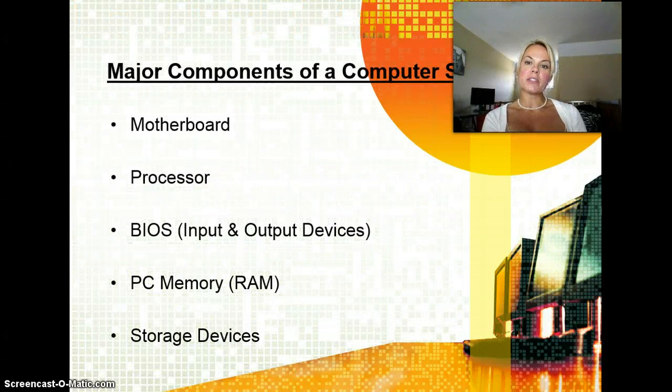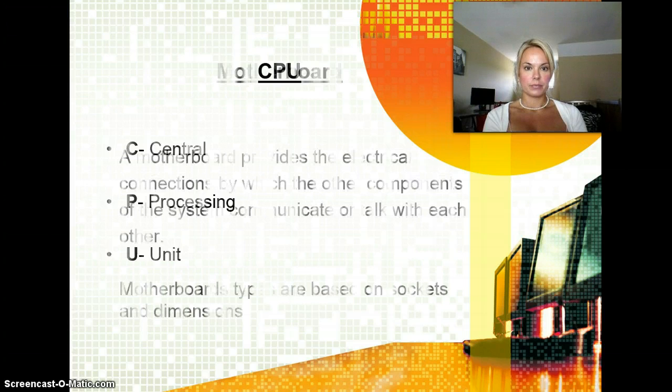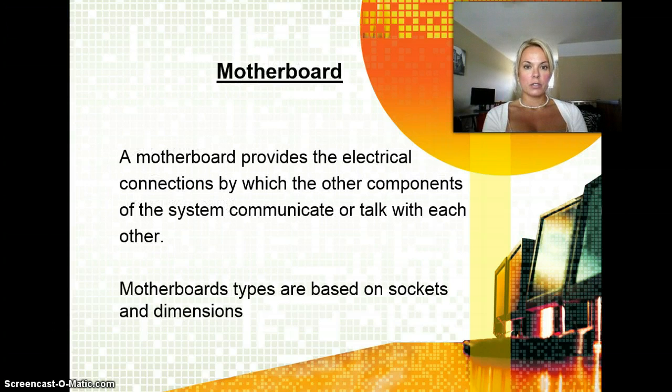Some of the major components of a computer system include your motherboard, processor, BIOS, which is the basic input and output system for your computer, the PC memory, which is referred to as RAM, and storage devices. The central processing unit. So we will go to the motherboard.